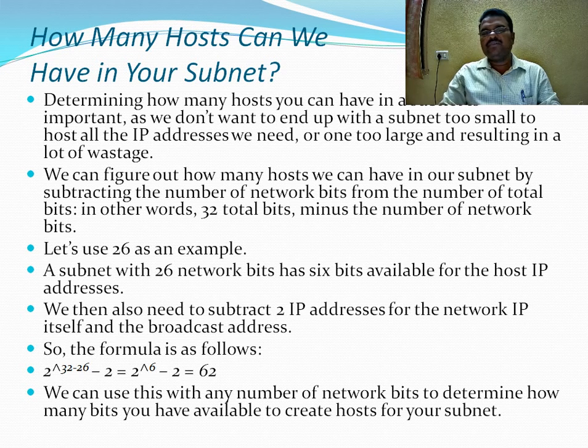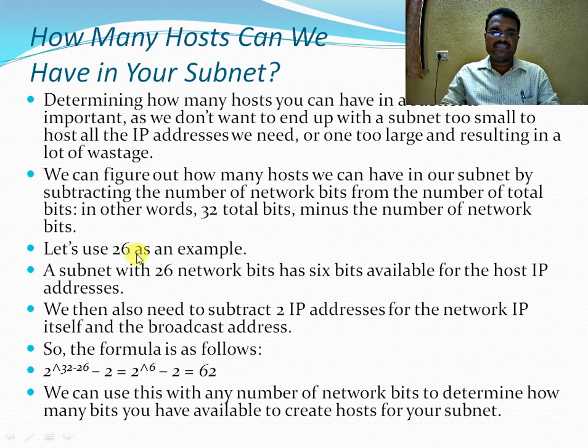We can figure out how many hosts we can have in our subnet by subtracting the number of network bits from the number of total bits. There are 32 total bits minus the number of network bits. Example, we use 26 as an example. A subnet with 26 network bits has 6 bits available for the host IP addresses. We then also need to subtract 2 IP addresses for the network IP itself and the broadcast address. So the formula is 2 to the power of (32 minus 26), minus 2, which is 2 to the power of 6 minus 2, that is 62.